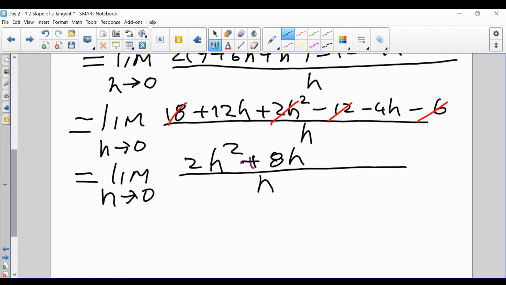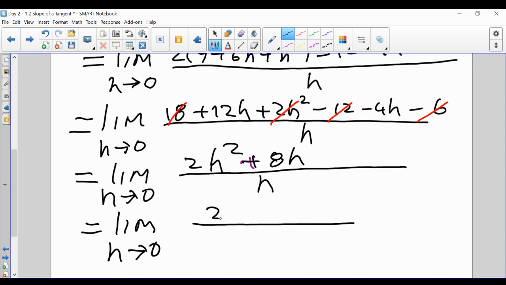We've accounted for all the terms on top now. The 18, the minus 12, and the minus 6, they knock each other out. The 2h squared is still there. The 12h and the minus 4h give us the plus 8h. And that's all over h. Now, can we factor this? Of course we can. Let's factor the top of this. So again, the limit as h approaches 0, I'm going to factor the top to give me 2h into h plus 4 all over h.